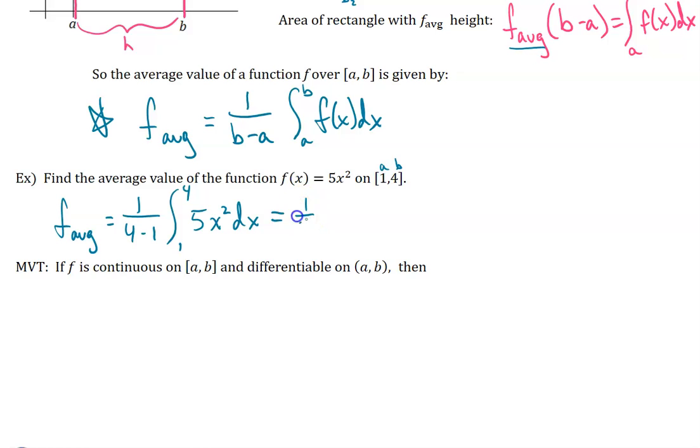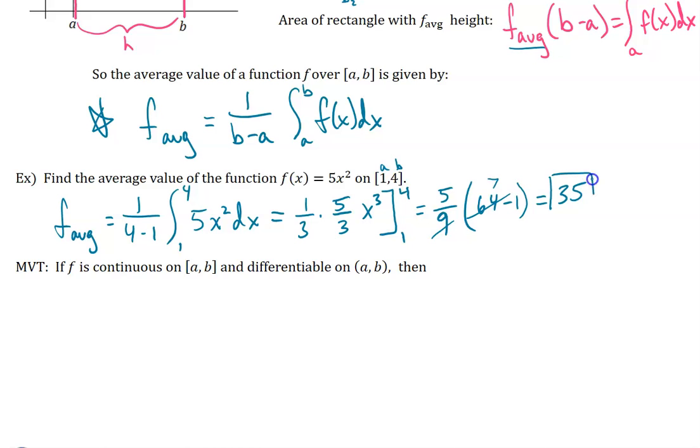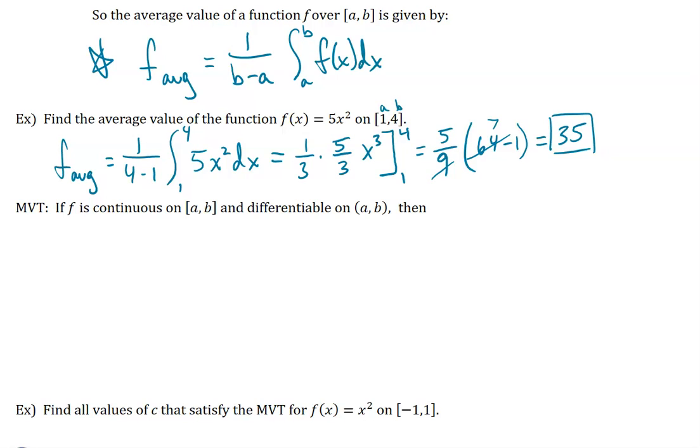Okay, so that's 1/3 times, and then I'm using the power rule here. Antiderivative here is going to be 5/3 x cubed. Remember, add 1 to the exponent, then divide by the new exponent. 5 is still just a coefficient there, and we are evaluating over the interval from 1 to 4. So we end up with 5 over 9 times 4 cubed, which is 64, minus 1 cubed, which is 1, so that's 63, and 9 reduces to 7, so 35 is the average value of that function. So that's just a straightforward application of finding the average value of the function using this formula.